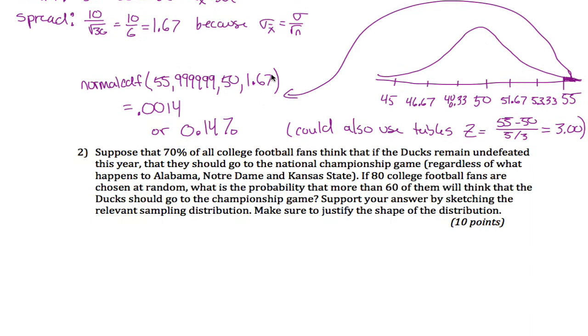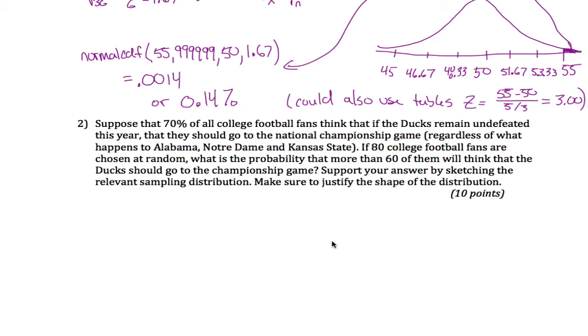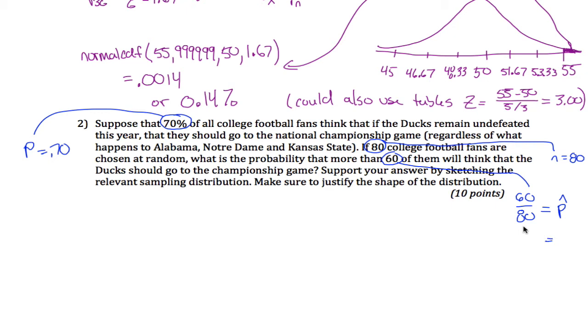All right, in the next problem, things are a little bit different. Now we have qualitative data instead of quantitative data, but we can still figure that out. If you go through this problem, maybe I'll switch colors. We have that 70% of all college football fans, that's telling us that this right here is P, the population parameter proportion. If 80 college football fans are chosen at random, so that's n, and then we get P is 0.70. 60 of them. So we get that 60 out of the 80 is our p hat. And that's 6/8 or 3/4 or 0.75 is p hat.